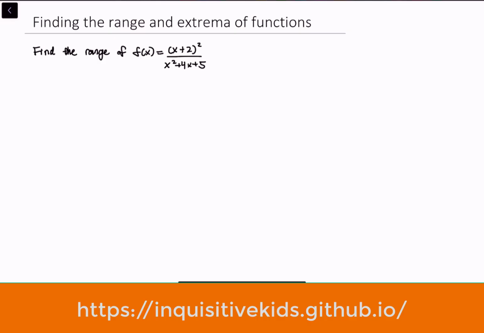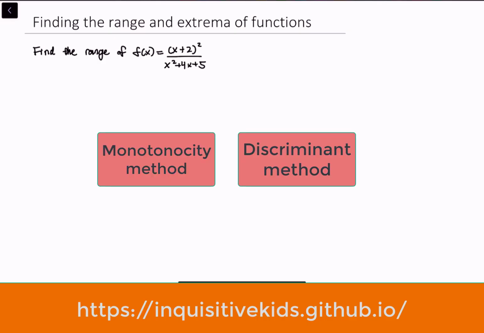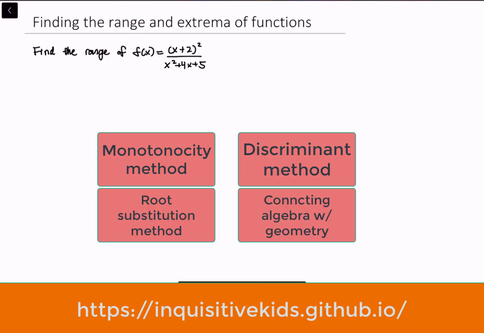In this video, we will be solving multiple problems on finding the range of functions. And through these examples, we'll get used to 4 main methods on how to find the range of a function. Here are the 4 ways. We have monotonicity, the discriminant, substitution method for roots, and the final method is about connecting algebra with geometry.